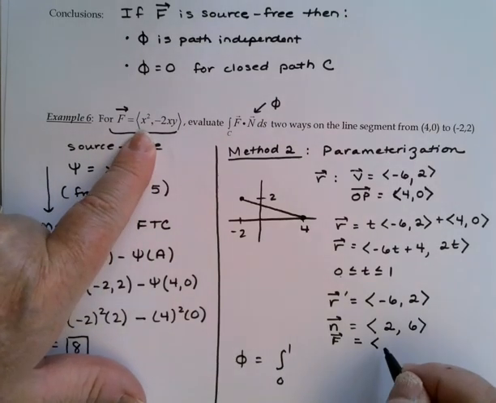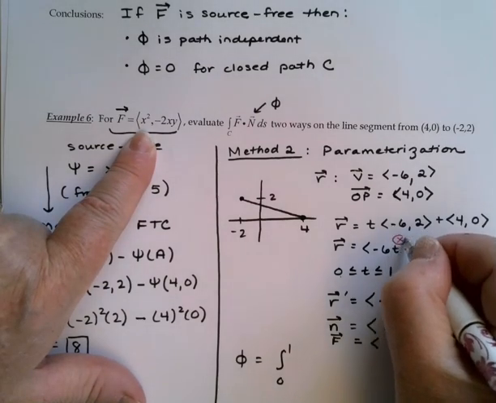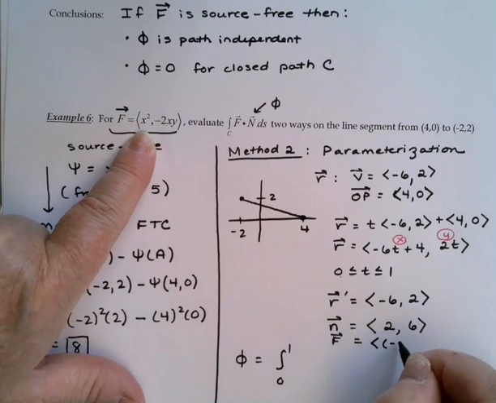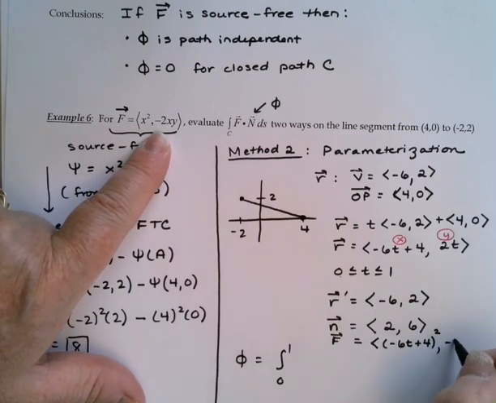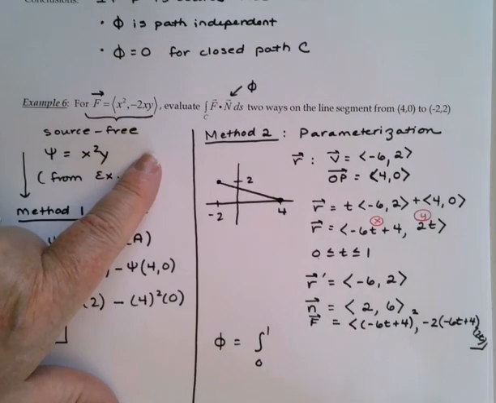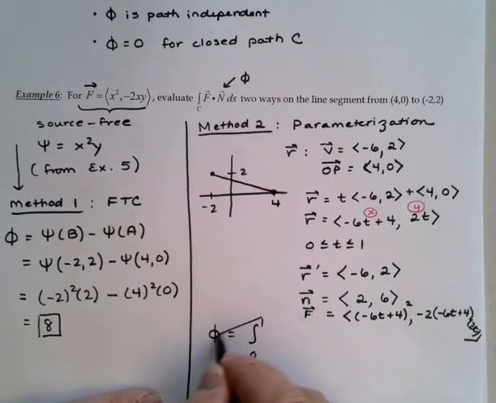F is (x squared, -2xy). And remember, here's r, so this is x and this is y. So x squared is (-6t + 4) squared, comma, -2 times x times y, which is 2t. I always run out of space on this end. And you can't see that at all. Tell you what, let me rewrite that.